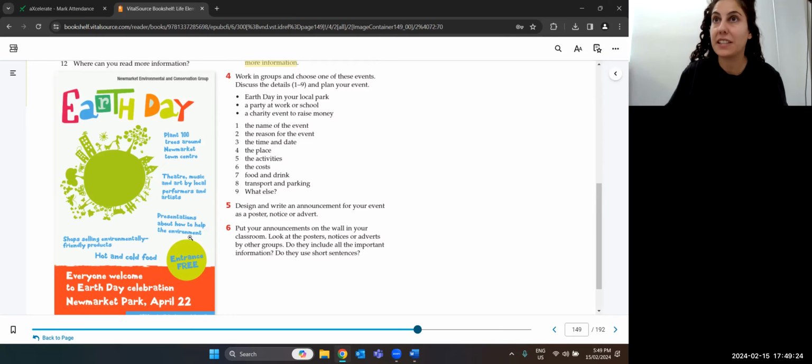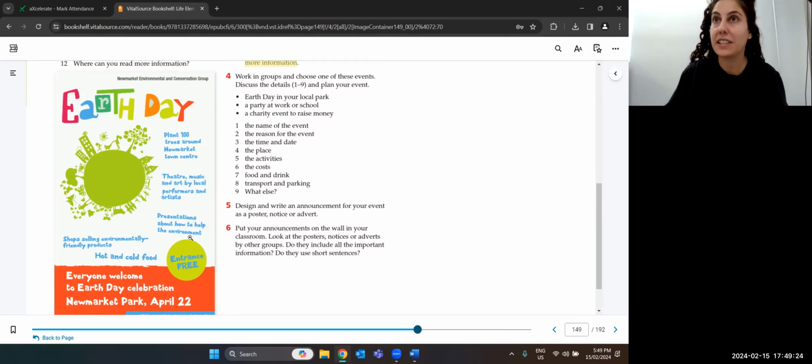Is there food or drink? So we said yes, hot and cold food, it tells us. And if I need to get more information, where can I go? Usually there should be an email address or a phone number. It's very important. Don't forget to add contact details, because if I need more information, maybe I need to ring them up and say, hi, I need some information about this event. People will always have a question to ask.